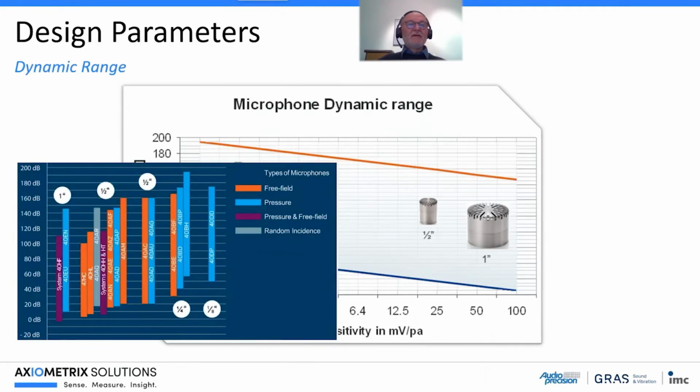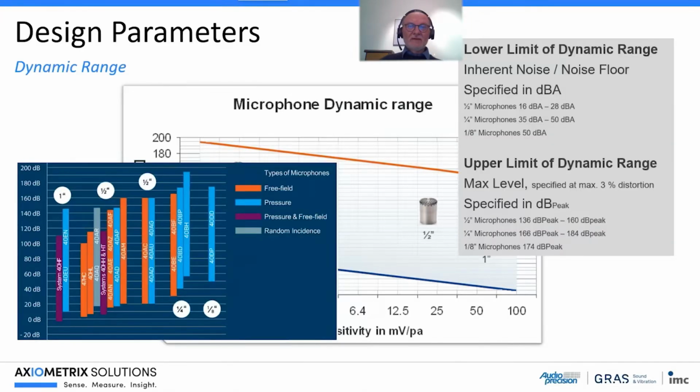A typical curve of dynamic range for different sizes of microphones is also described here. A 1/2-inch microphone has a noise floor of about 16 dBA, a 1/4-inch microphone 35 dBA, and a 1/8 of an inch about 50 dBA.